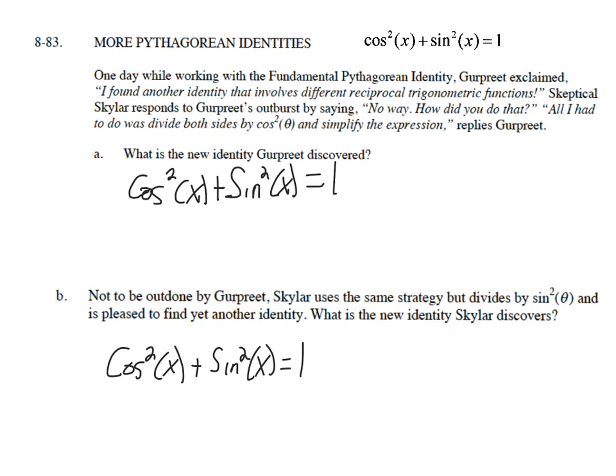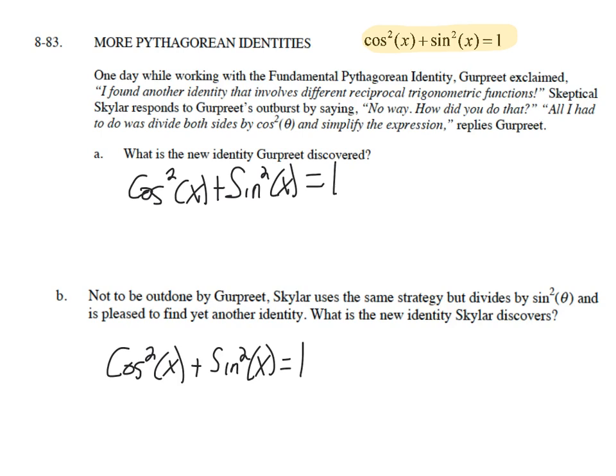More Pythagorean identities. Hopefully you recall from our work in Algebra 2 and some of our work here in pre-calc that we have this Pythagorean identity, cosine squared x plus sine squared x equaling 1. We're going to develop 2 additional identities from this.